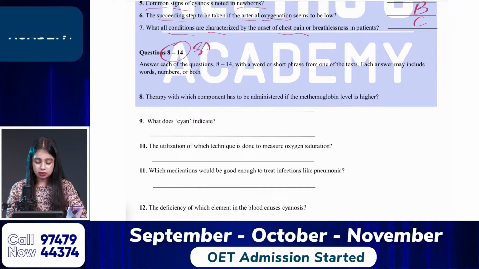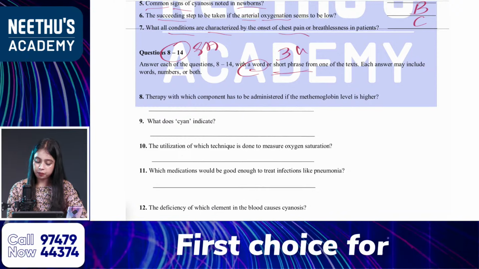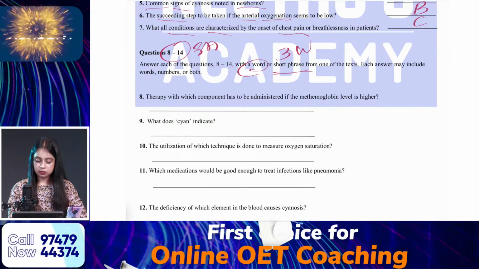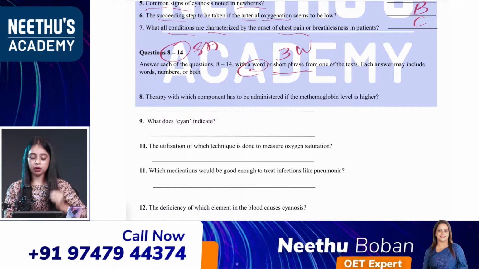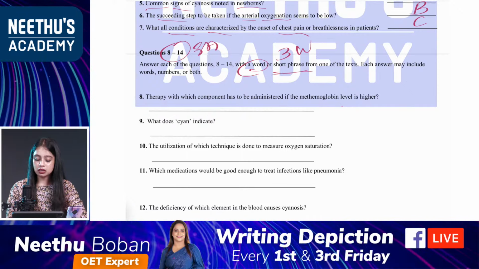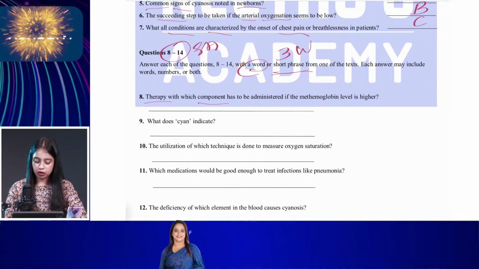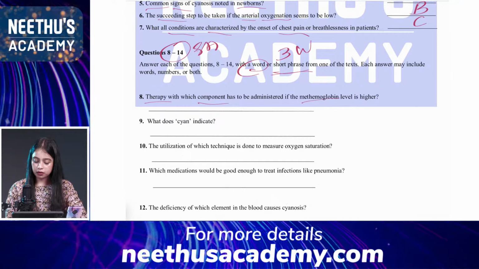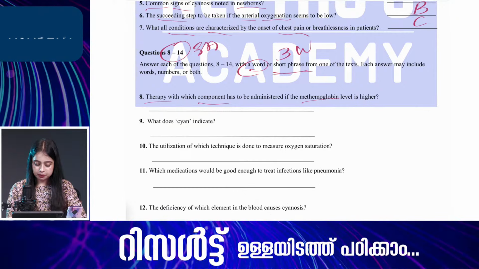Okay, so now we are jumping to the next set of questions, which is 8 to 14, short answer questions. What is important? You can write it in a word or a short phrase, maximum 3. So the first one: therapy with which component has to be administered if the methemoglobin level is higher? So my keywords: therapy, component, methemoglobin. So what therapy? Any idea?